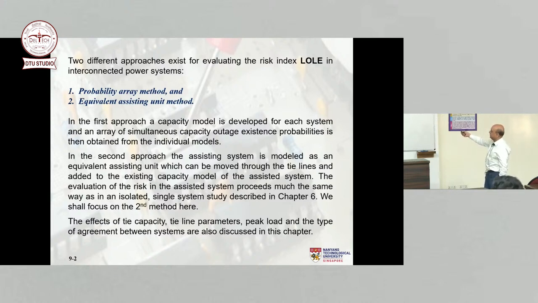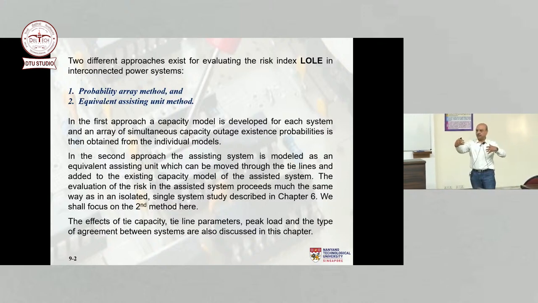Second approach, the assisting system is modeled as an equivalent assisting unit which can be moved through the tie lines. So I'm going to consider how much support system B is able to provide. I'm going to move that support through the connecting transmission line or cable, model it as a unit and then add it to my system. So it's a very interesting method.